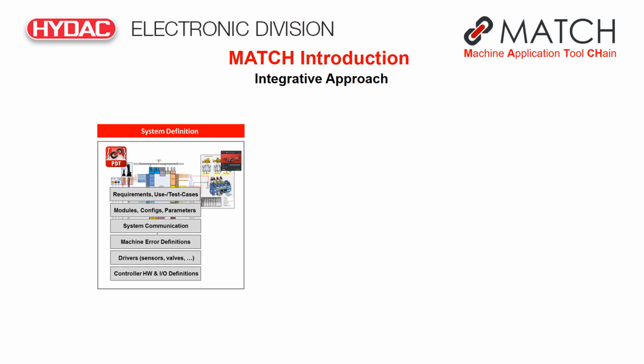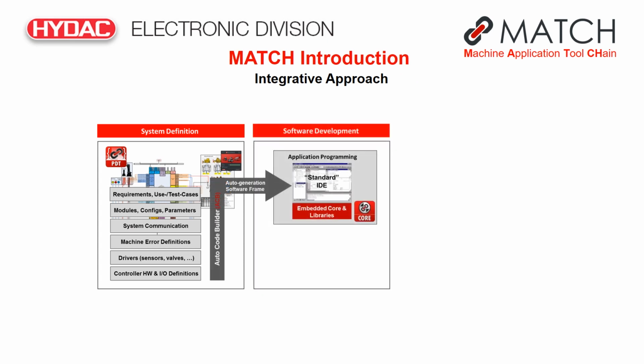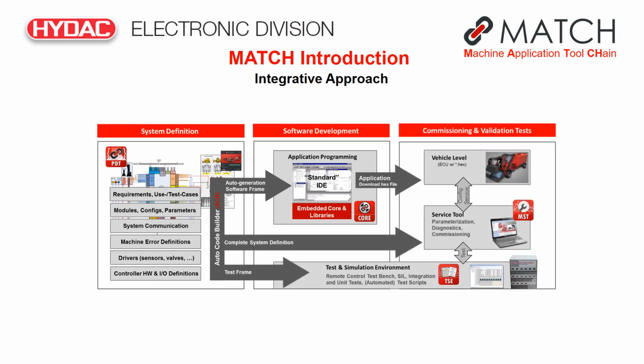To start, the system is defined by using the Project Development Tool, or PDT. The PDT is used to set up the requirements, configurations, definitions, and drivers. Next, the Auto Code Builder will use the system definitions to auto-generate the software frame. Next, the application specifics are programmed by the user.